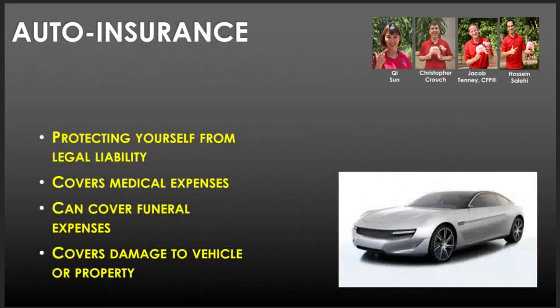All right, let's talk a little bit about auto insurance. So auto insurance does a few things, protects you against legal liability. So if it's your fault, someone may come after you to pay for their damages. It covers medical expenses, can cover funeral expenses, and covers damage to the vehicle or to property. I've seen a couple of times lately where people have run into somebody else's fence or actually run into their house and broken down a wall of their house. So that's where the auto insurance is going to come in to cover the vehicle or property damage.